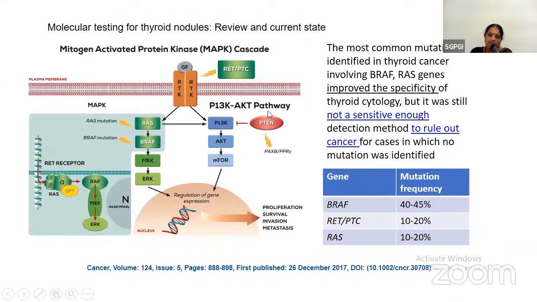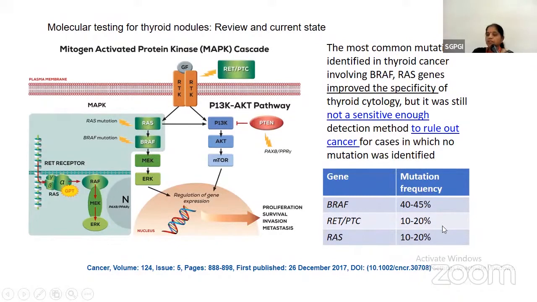And we have the PI3K-AKT pathway also, which is triggered by RAS. And then here comes the role of PTEN as a tumor suppressor gene. So you have the RET/PTC gene fusions there, which affect here. At this point, you have the PAX8-PPAR gamma. Here you have the RAS and BRAF, which have the activating oncogenic mutations.